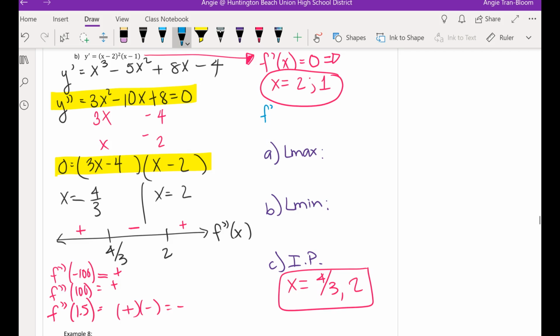F prime prime at 2, all we need to know is positive or negative, and that's it. And so it's F prime prime at 1. So at 2, positive or negative? Positive, Tony says. Are you sure? It's 0. Okay, how about F prime prime at 1? Positive or negative? Positive.